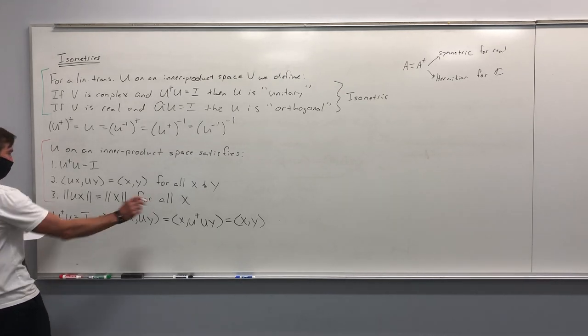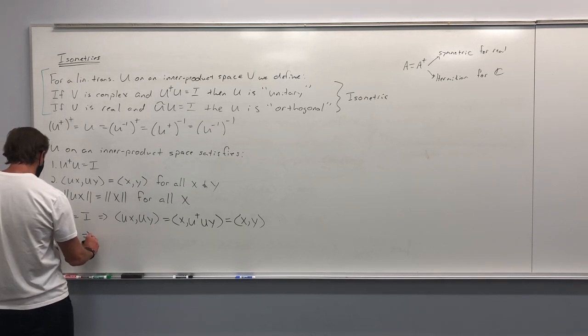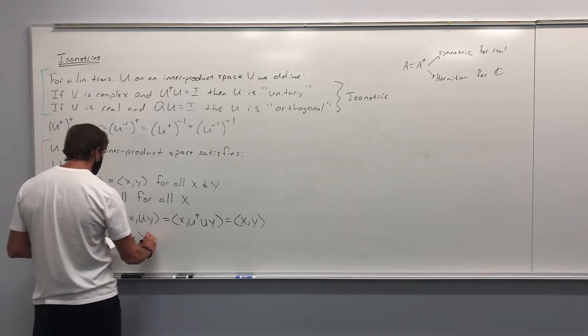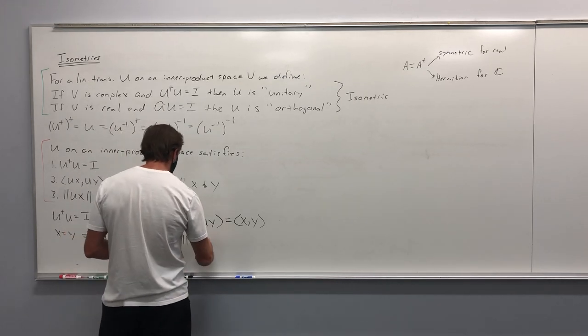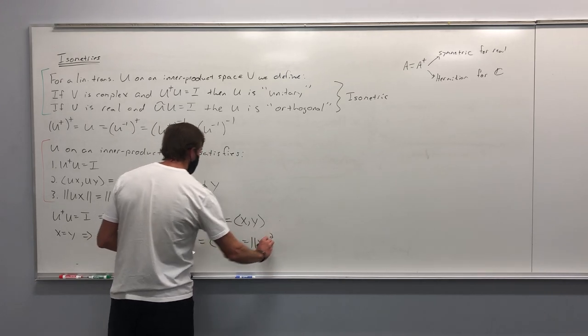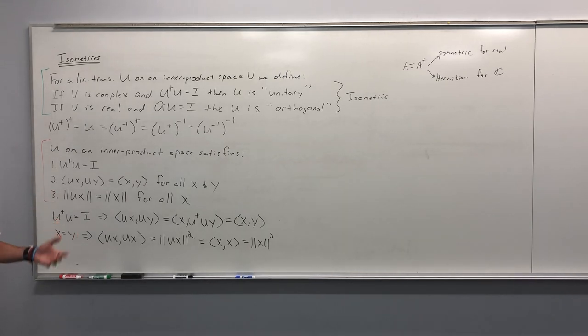Okay. Well, if I take this and I set x equal to y, then what this means is that Ux, Ux, which is the magnitude of Ux squared, equals xx, which is the magnitude of x squared. So once we've proved this, it's trivial to prove this. So now all we have to do is complete the cycle. We have to start with 3 and then prove 1. Shouldn't be that hard, should it?